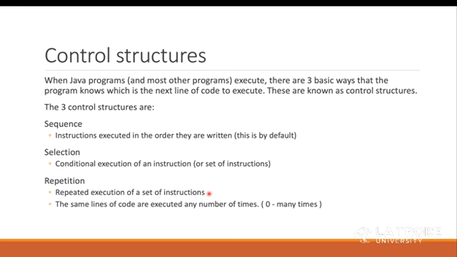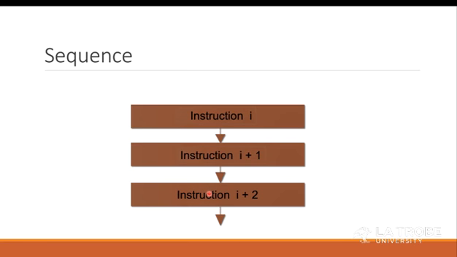Next one is selection. This is based on conditional execution. If a condition is satisfied, then it will execute this set of instructions. And the third one is repetition, which means that there will be a repeated execution of a set of instructions, and the same line of code will get executed anywhere from 0 times to many times.